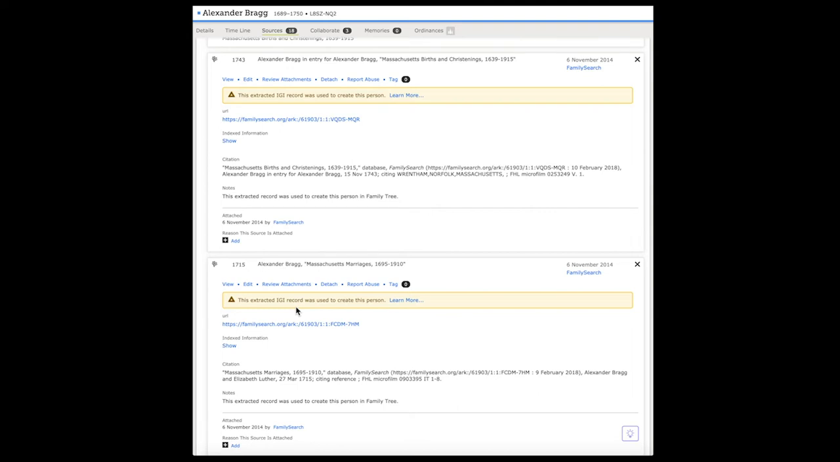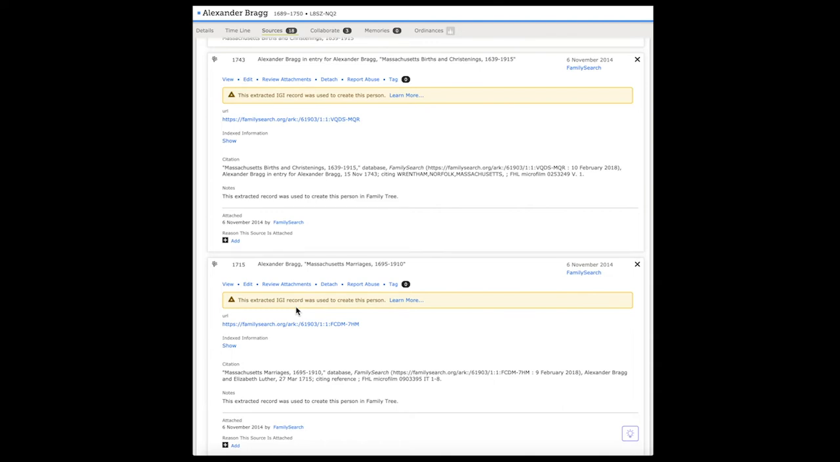When this information in the IGI was entered into the predecessor to the FamilySearch family tree, which was new.familysearch.org, the IGI records were simply put into the mass of records that went to make up the new.familysearch.org website. And then after the new.familysearch.org website was created, then these records were processed by FamilySearch and merged into the family tree, entered into and matched up to individuals in the family tree.